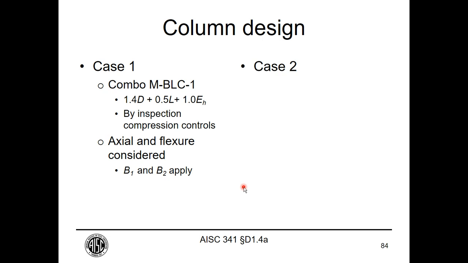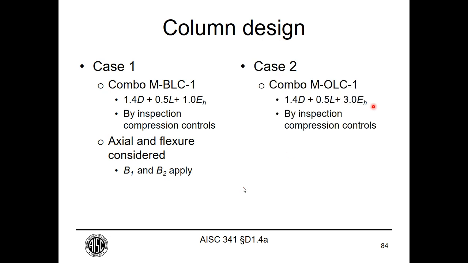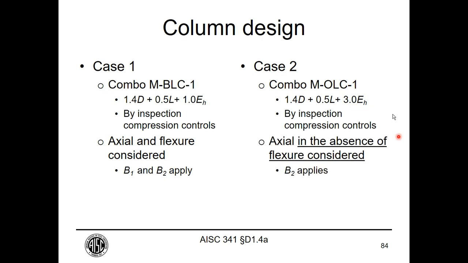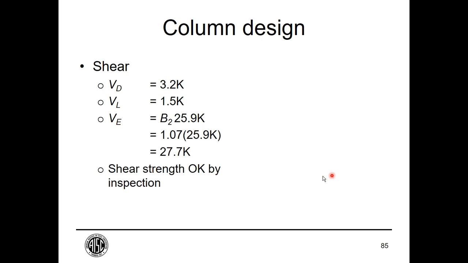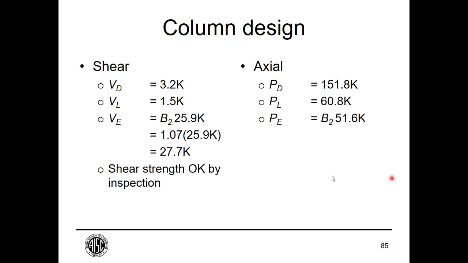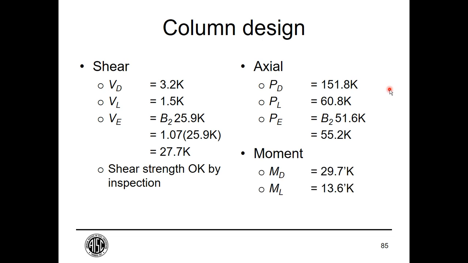The second case is for the amplified seismic load, and that has the factor of 3, and that we look at for just axial in the absence of flexure. We do need to apply the B2 factor to the axial load. Here it is quite small. We're not going to check it. We'll say it's okay by inspection. It's a lot of seismic, but there's a fair amount of accumulated dead load as well. And then the moment is definitely dominated by seismic.